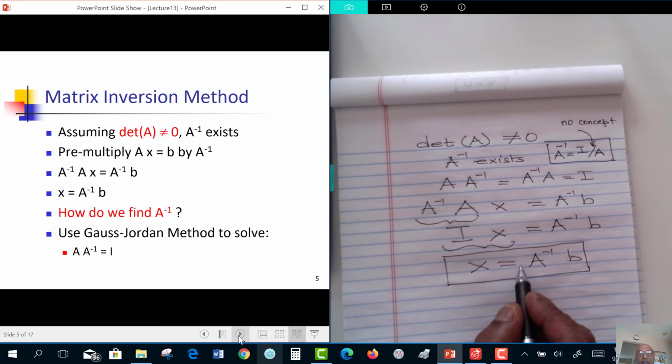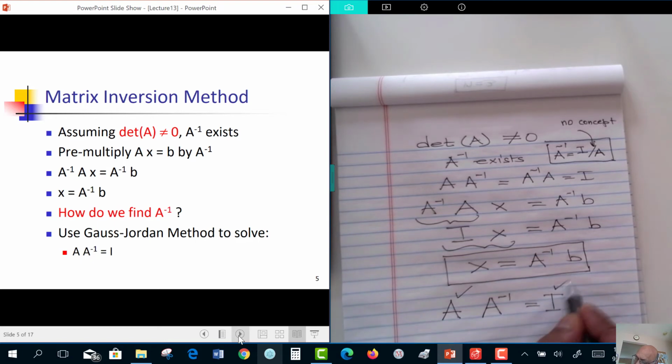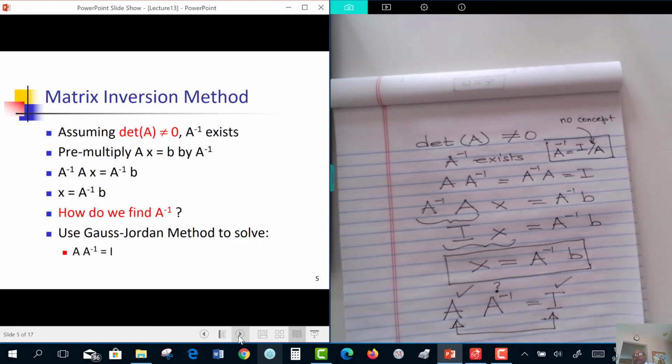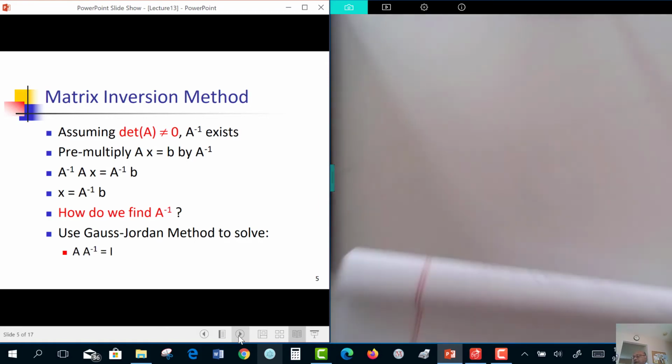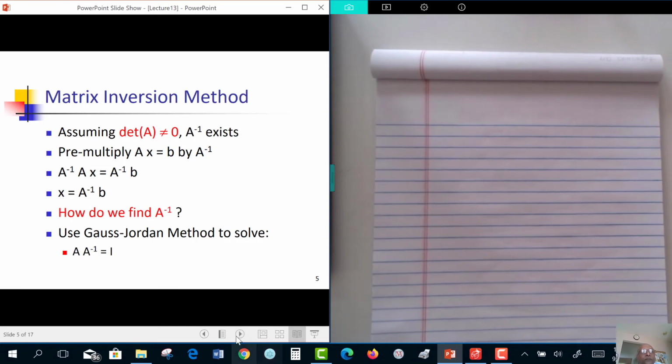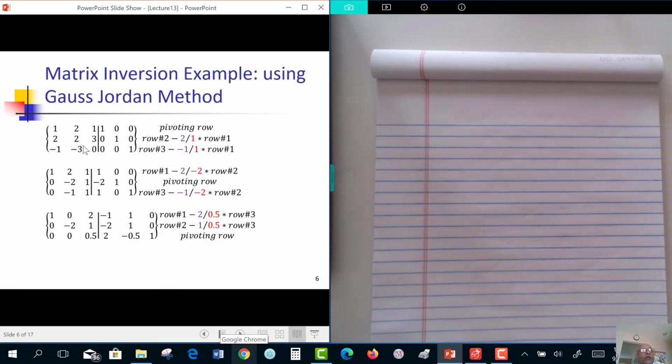Well, we use Gauss-Jordan method to find A inverse. So we have A times A inverse is equal to I. We know A, we know I, we want to find A inverse. So we use Gauss-Jordan method. And what we do this time is we augment A with I. So let's go to our matrix. This is the same matrix A that we have. I have augmented with I, and we want to find A inverse.